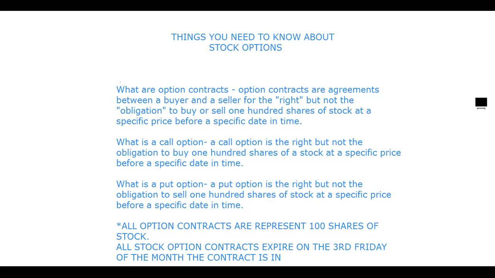So, the first question is, what are option contracts? Option contracts are agreements between a buyer and a seller for the right, but not the obligation, to buy or sell 100 shares of stock at a specific price before a specific date and time. There are two types of options. There are call options and there are put options.